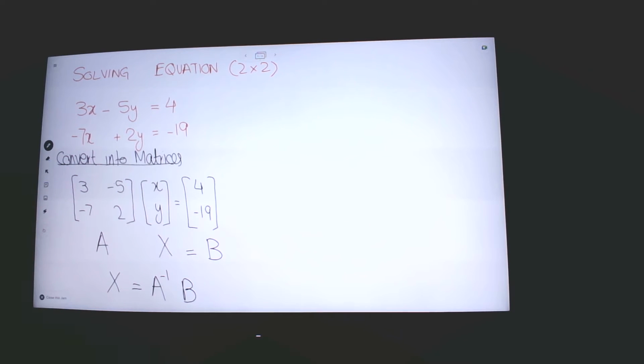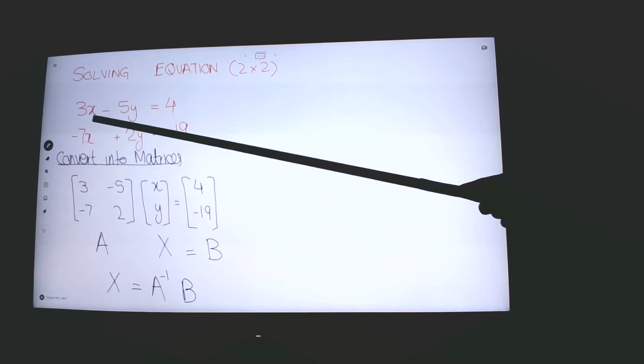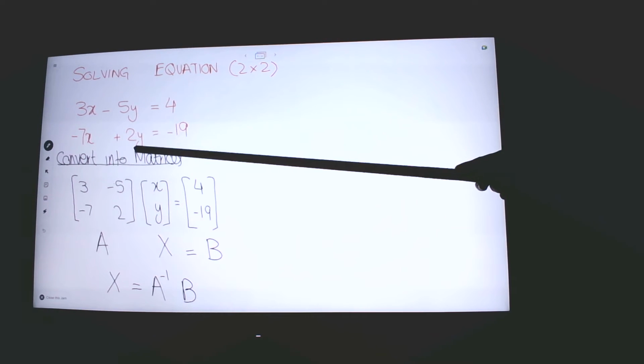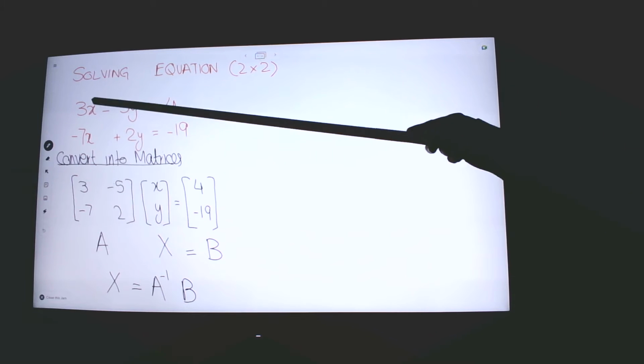Okay, now let's say we got a 2 by 2 simultaneous equations, and we want to solve this one using matrices. When you first write the equation, make sure the x's are in one line and the y's are in one line. They should be properly arranged.